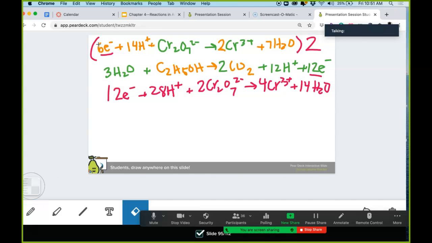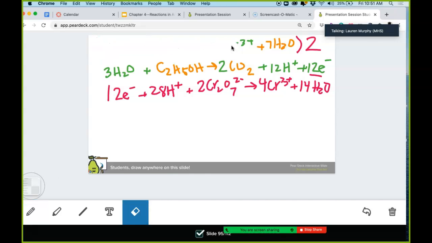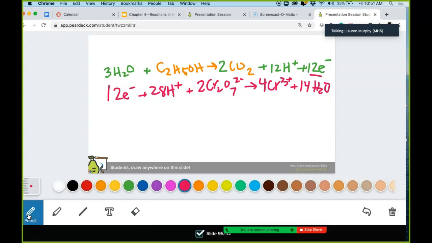Okay, so I'm going to get rid of this guy. Now, we need to reduce everything that can be reduced. So things on opposite sides are subtractive and things on the same side get added together. So 12 electrons on the left and 12 electrons on the right. So those cancel.